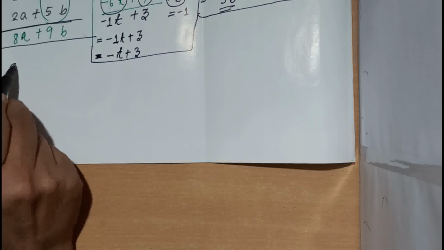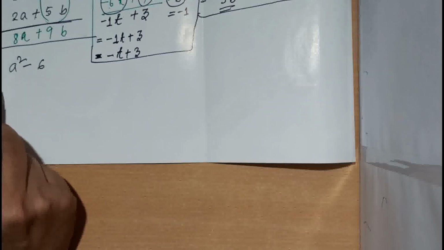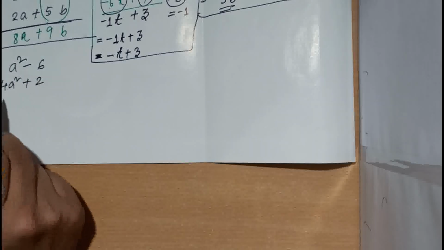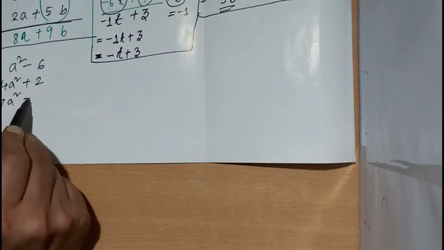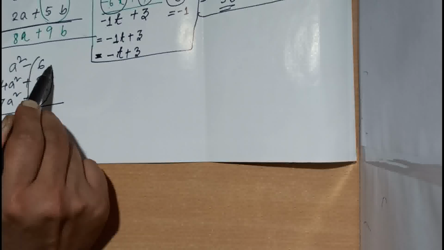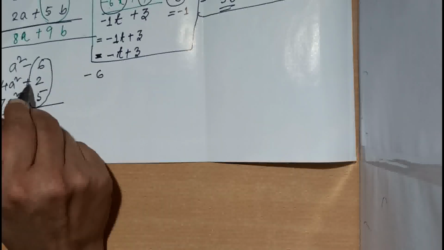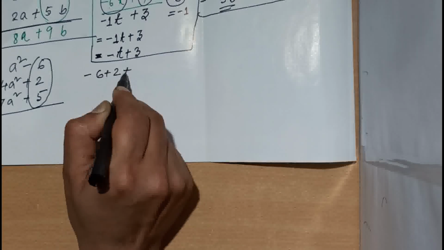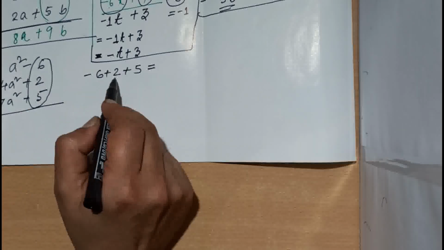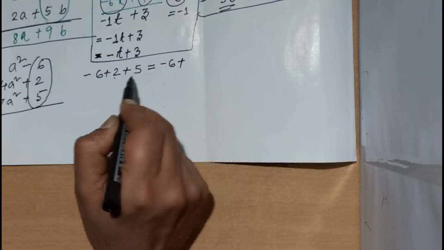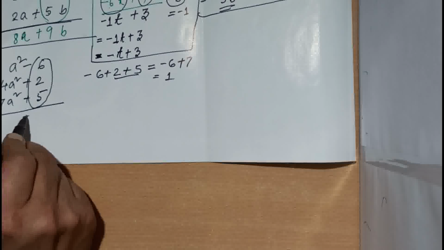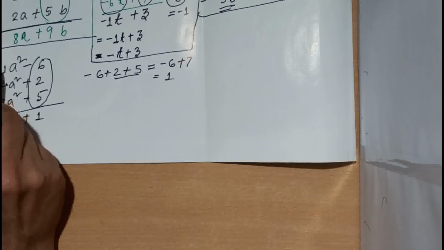That is a square minus 6, minus 4a square plus 2, minus 7a square plus 5. Again you see these are like, means minus 6, this one is plus 2 and this one is plus 5. This total will give you, how much do you find? This will give you minus 6 plus 5 plus 2 will give you 7, so total will be 1, positive 1. So this is positive 1. Now just you can put 1 here.